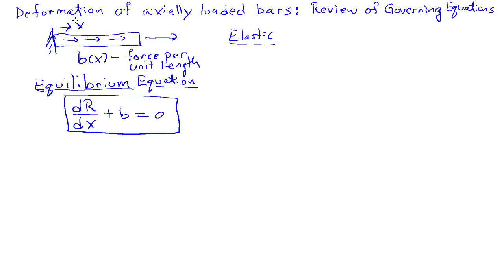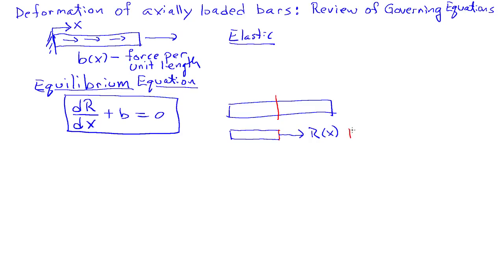Okay. R of x, for instance, is simply if you have a bar and I make a section cut, and now I'm looking at the bar here, and then interior to the bar is R of x acting here, and then on the other side of the section cut I have the exact same equal and opposite force R of x. Okay, so that's the main equilibrium equation.